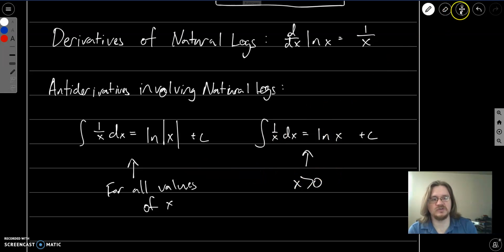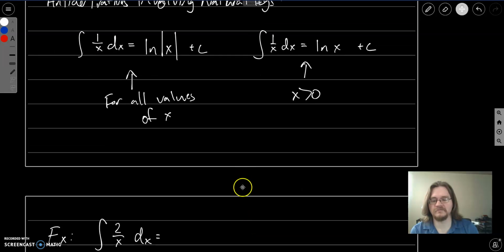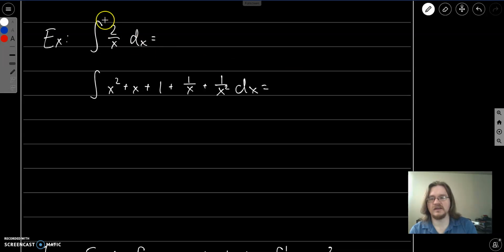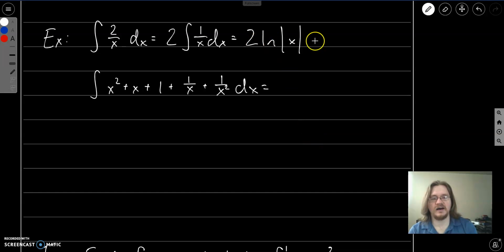So let's just do a couple of examples. Here we've got the antiderivative of 2 over x dx. So again, I can pull out the 2, and then I've got the antiderivative of 1 over x dx. I started writing the answer instead of the question. So this is just going to be 2 times the natural log of the absolute value of x, and I can't forget my plus c. Can't forget that either.